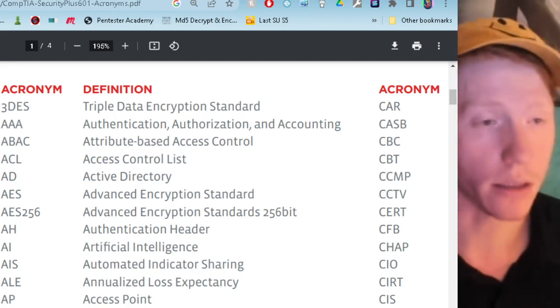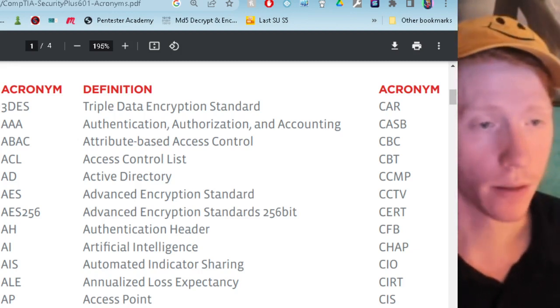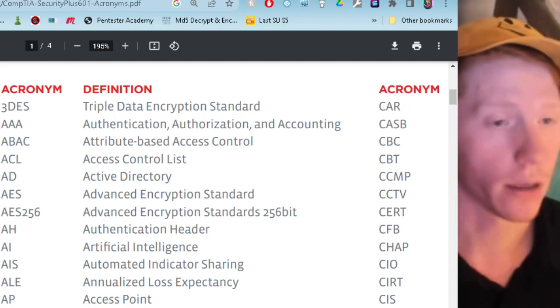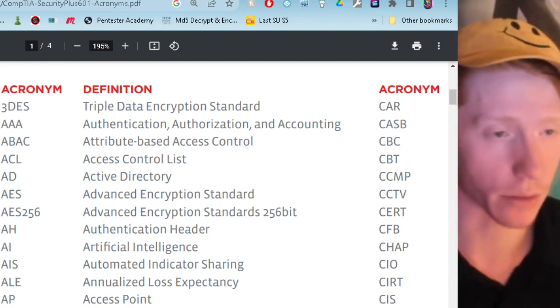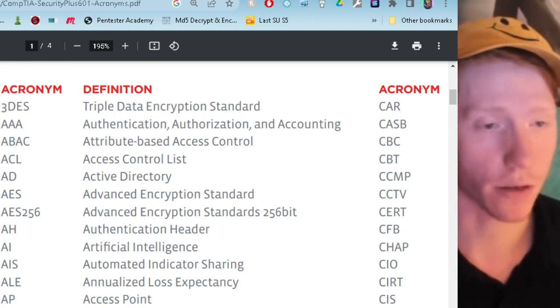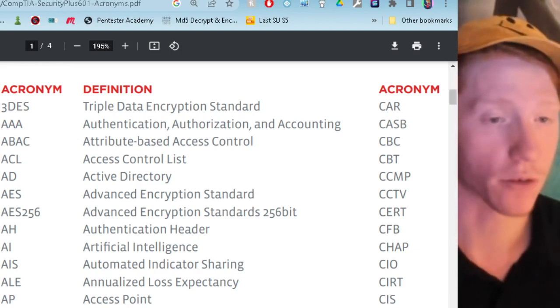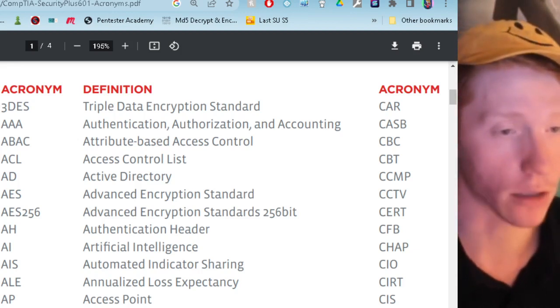The 3DES, the Triple Data Encryption Standard. AAA, Authentication, Authorization, and Accounting. ABAC, Attribute-Based Access Control. ACL, Access Control List. AD, Active Directory. AES, Advanced Encryption Standard. AES 256, Advanced Encryption Standard 256-bit. AH, Authentication Header. AI, Artificial Intelligence.